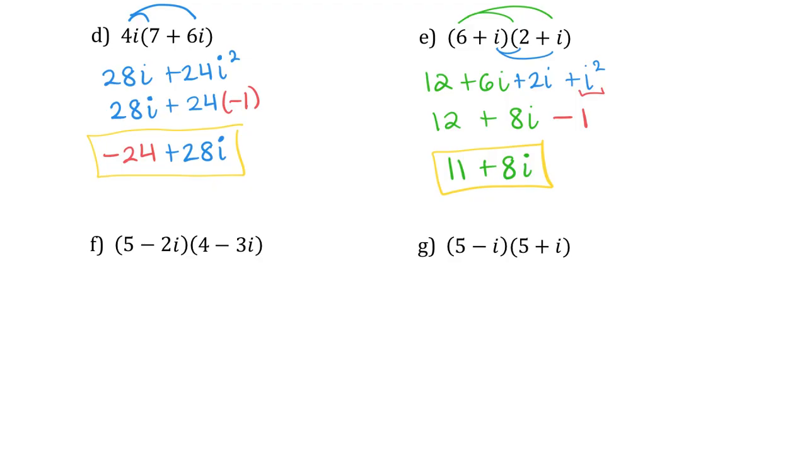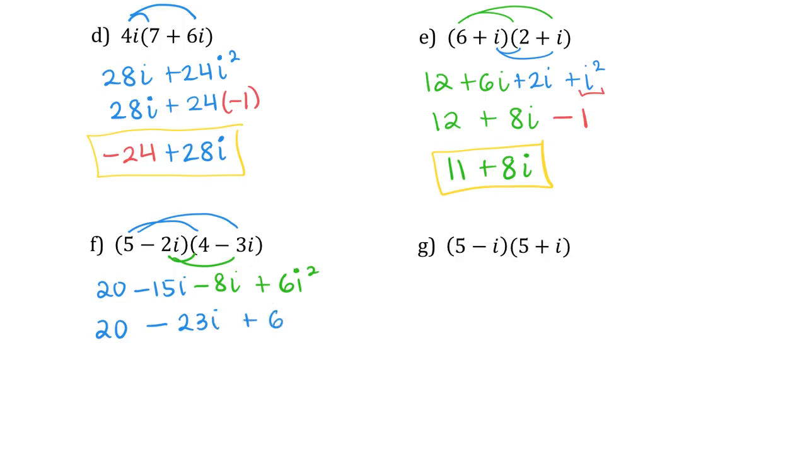Try the next one. 20 minus 15i minus 8i plus 6i squared. 20 minus 23i plus 6i squared, negative 1. What is that? 6 times negative 1, that's negative 6. So 20 minus 6 is 14 minus 23i. Real, imaginary.